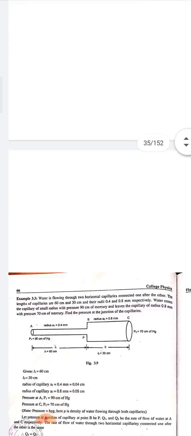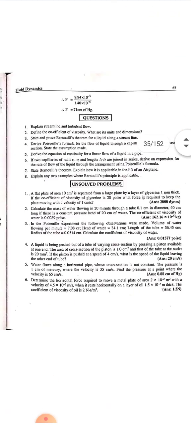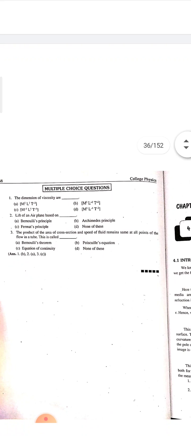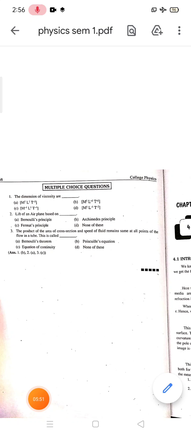Here the numericals are there. See the dimension of viscosity that we have seen. Lift of an airplane is based on Bernoulli's principle. Then the product of the area of cross section and the speed of the fluid remains the same at all points in the flow in a tube. This is called the equation of continuity. Such types of MCQs will be there in the exam.